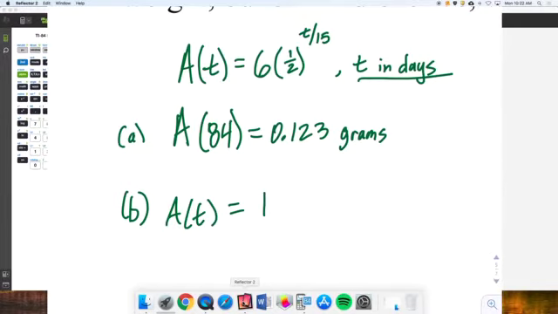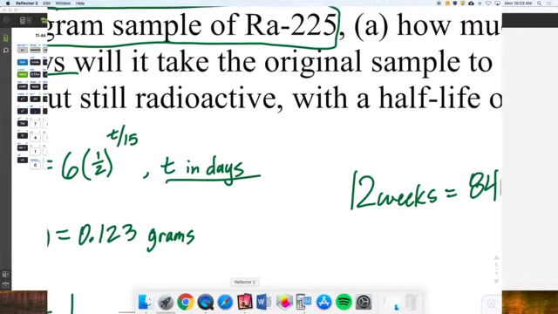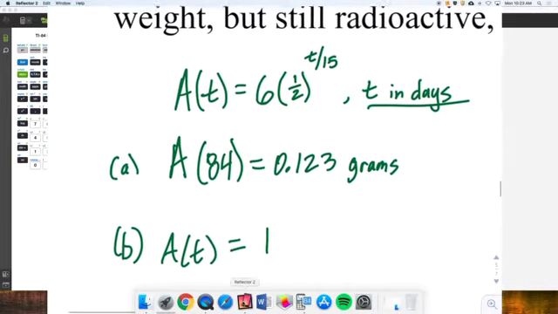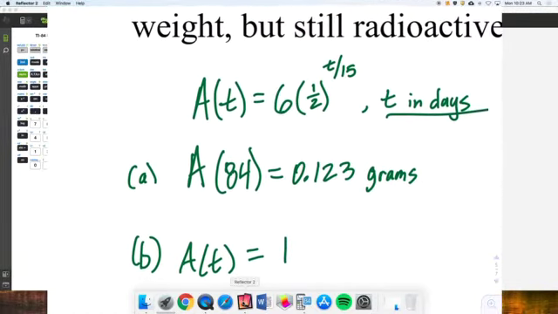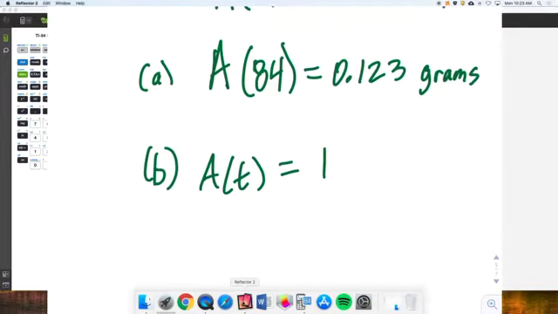1. You could put 6 times a half raised to the T divided by 15 equals 1. That would be fine too. But we're not going to do that now because that's what we would do if we were solving it algebraically. So right now, just use the name. It's a lot faster. A of T equals 1. If you don't show that on a quiz or a test, you're going to lose a check. Same thing if you don't show A of 84.